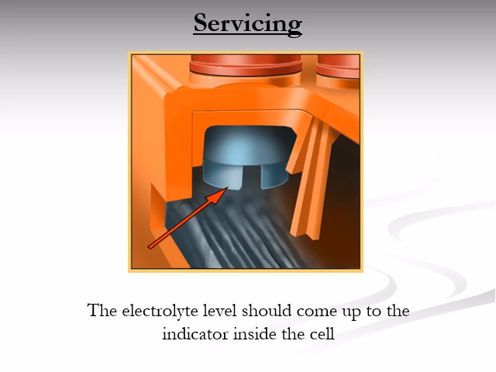If the level is too low, it can expose the plates to air, causing sulfation and reducing battery capacity. If overfilled, the electrolyte may spill or overflow during charging, leading to corrosion or dilution. Always top off with distilled water, never acid, and only after charging the battery, unless the plates are already exposed. Accurate electrolyte levels ensure reliable battery performance and extend service life.